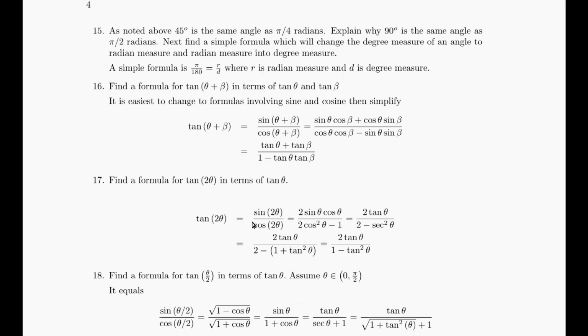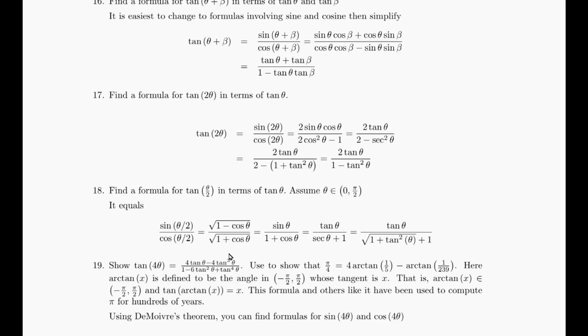Okay, so if I wanted to find a formula for the tangent of 2 theta, I could do it the same way. Or I could just put in, let beta equal to theta, and I'd get 2 tangent of theta divided by 1 minus the tangent squared of theta.